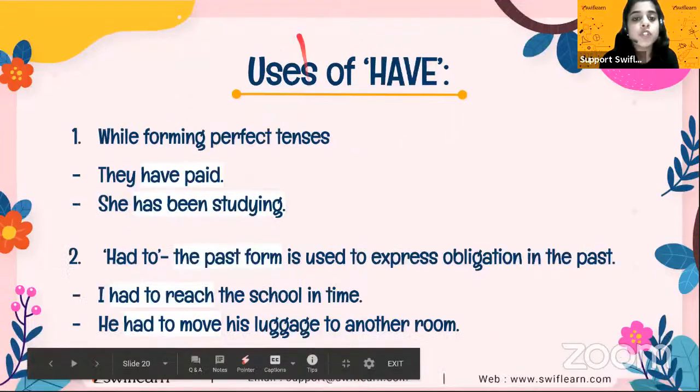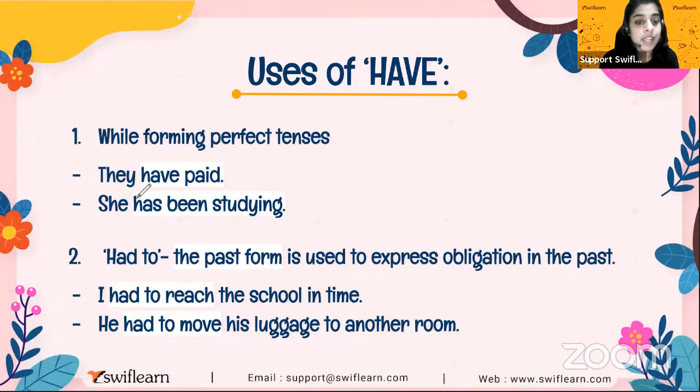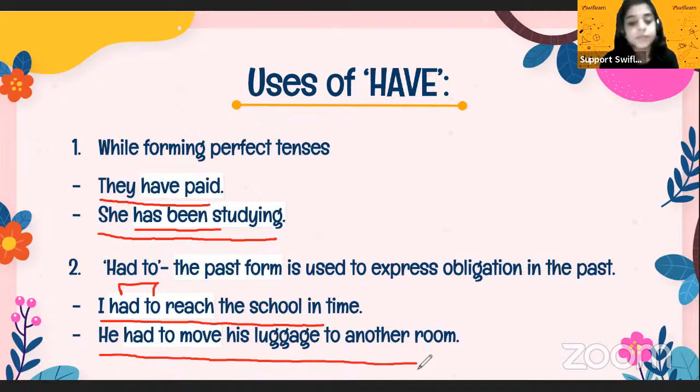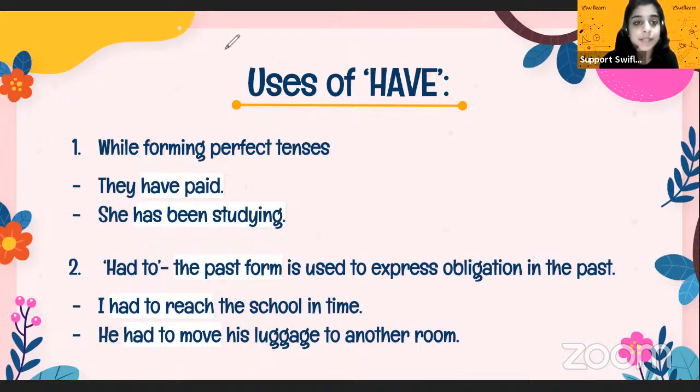Now, let's see the uses of have. They have paid. She has been studying. Has been, helping verb. I had to reach the school in time. Had to. He had to move his luggage to another room. Had to. So are you understanding? Move is the main verb here. Reach is the main verb here. Studying is the main verb here. Paid is the main verb here. But along with the main verbs, we also have helping verbs to help them complete the sentence.